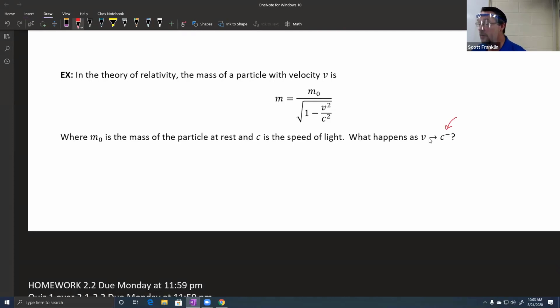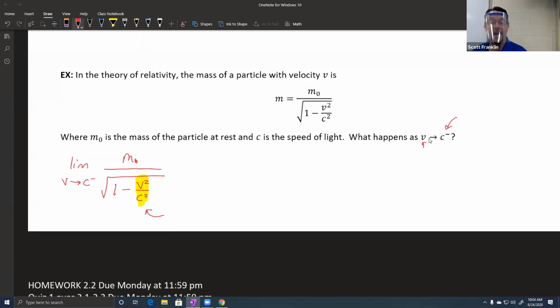Okay, so let's think about the variable v and where it shows up in this equation. Again, I'm trying to find the limit as v goes to c from the left of this whole formula. I'll put the m sub 0 on top, over the square root of 1 minus v squared over c squared. So the place where that v comes into play is right here. So notice what happens to this as v gets close to c.